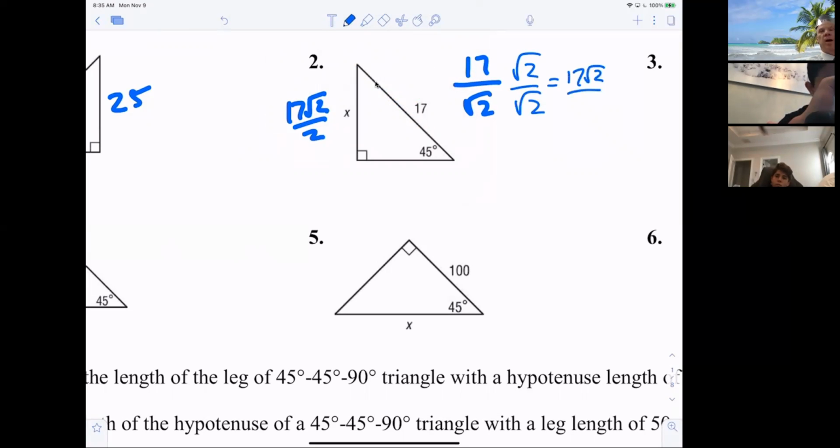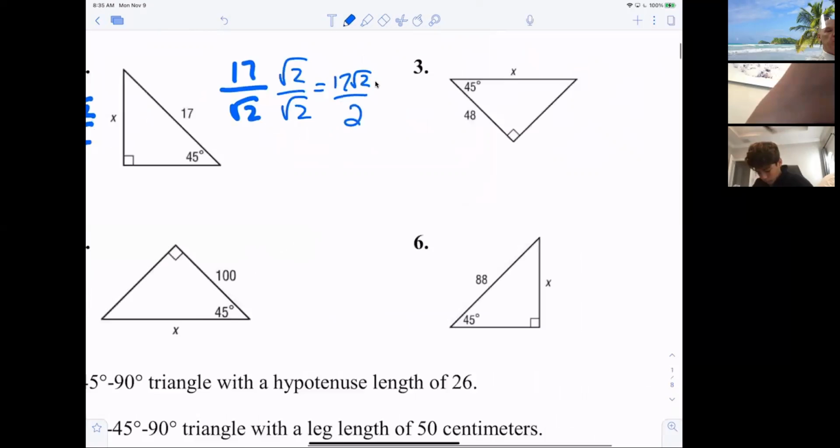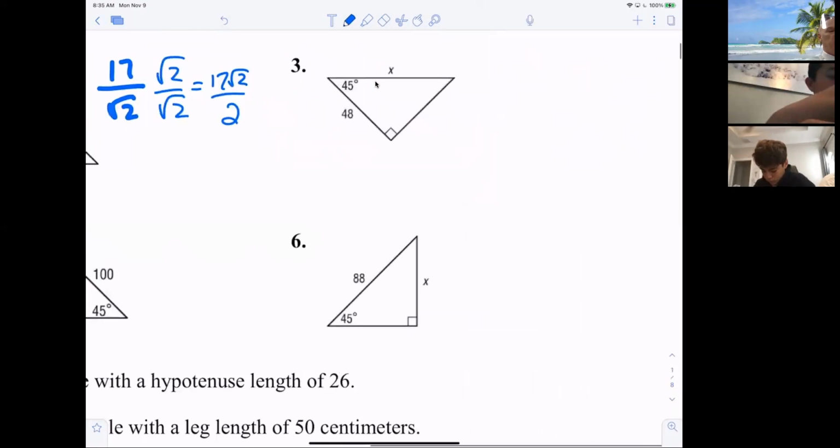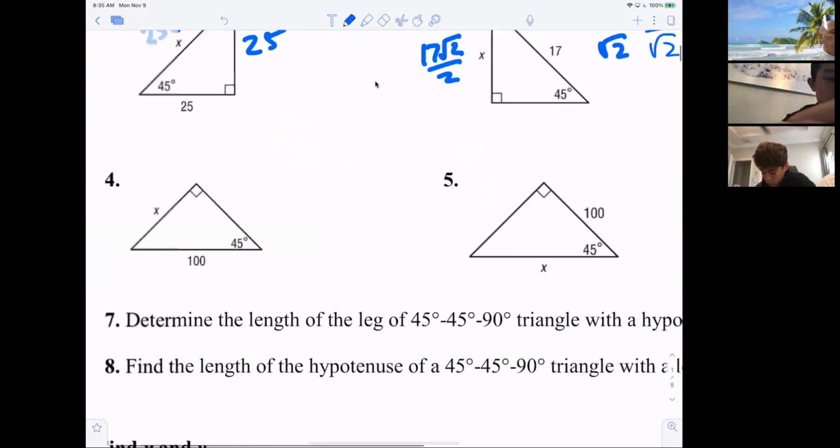And of course, when I say radical 2 times radical 2, you just tell me it's what? 2. All right, how are we doing? Everybody's good? All right, here we go. Number 3. So what's the other leg? And the hypotenuse? Yep.